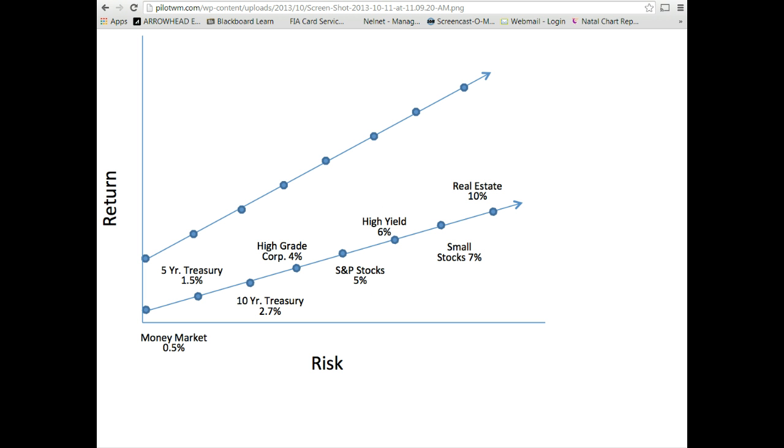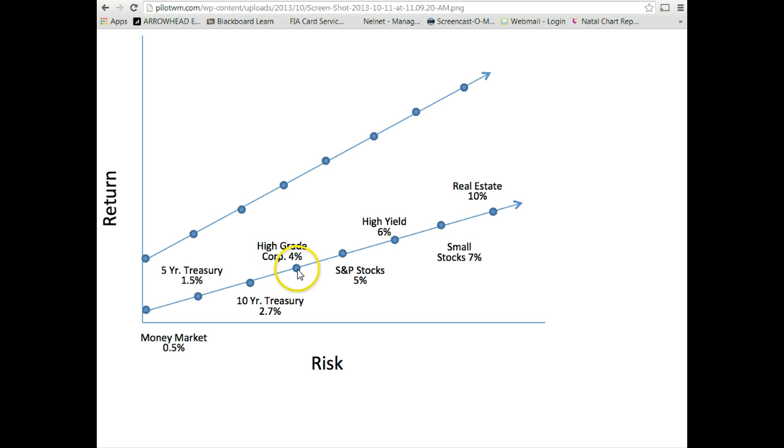Here's a basic scale of risk and return. So treasuries, the 5-year treasury is the safest. Money markets are the safest, actually, down here. Actually, I guess a savings account would be the absolute safest. It would be really down here in the corner. The money markets are a little bit riskier. The 5-year treasury is a little bit riskier. The 10-year treasury is a little bit more risky.